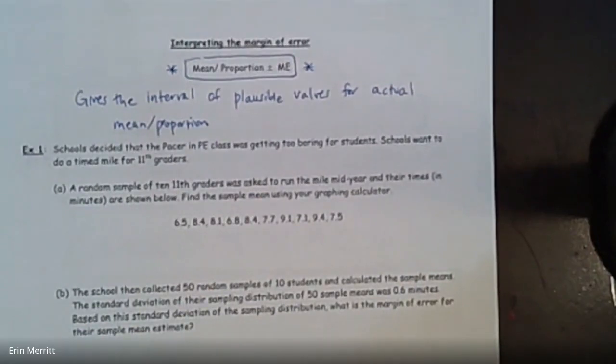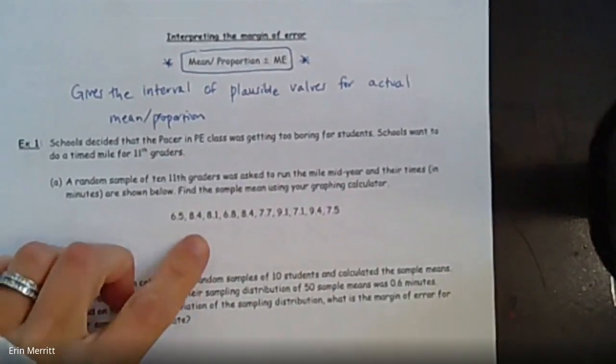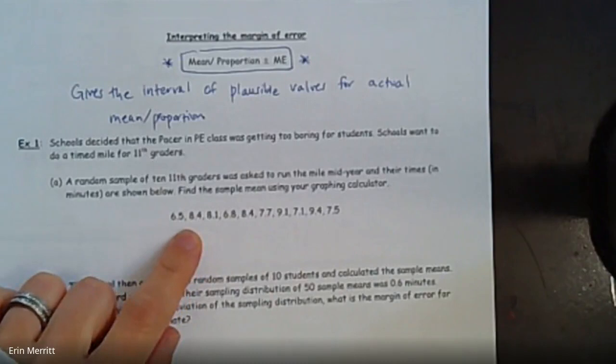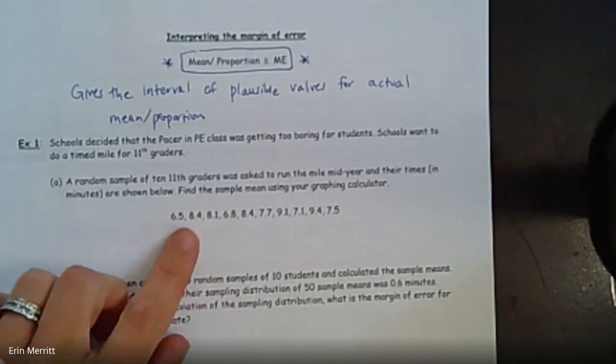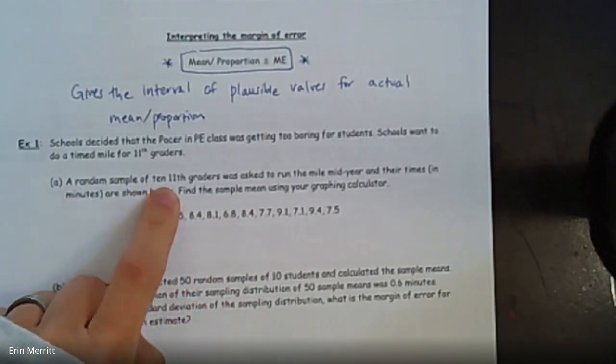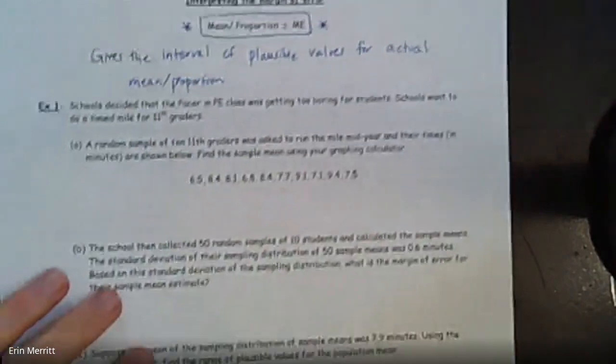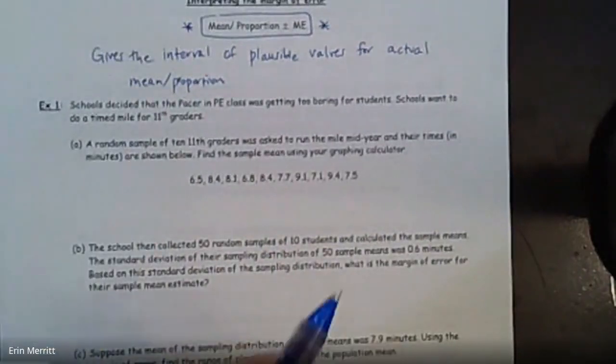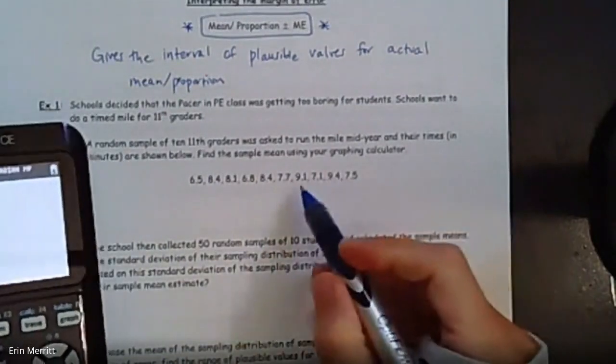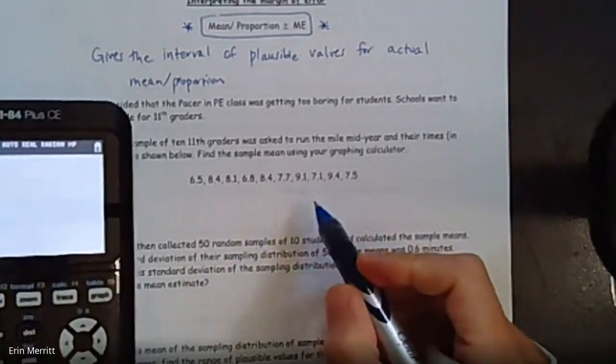So the first example says schools decided that the pacer in PE was getting too boring. They wanted to do a timed mile. Now, if you ask me, these are the fastest kids ever, because I ran yesterday a 10.5-minute mile, and I was like, yeah, it's pretty good. I know I'm slow, let's be honest, but still. A random sample of 10 11th graders were asked to run the 1 mile, and then they wrote it down. Maybe they're trying to run their fastest mile ever. I don't know. In that case, maybe I'd be that kid that's like 9.1, but that's about it.